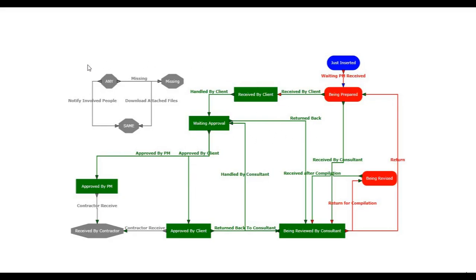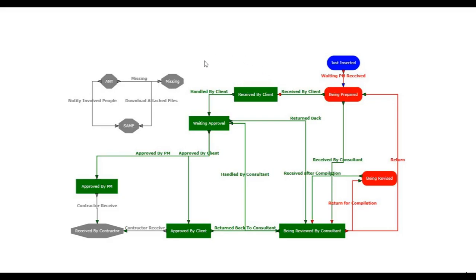There is also a special network here, parallel to this one. From any of the statuses that we identified, it can go to the same status by notify involved people. That means notify involved people would keep it in the same status, but will do an action. It can also go to download attached files, which will also remain in the same status, or it will go to missing, because it will flag it as missing some files.